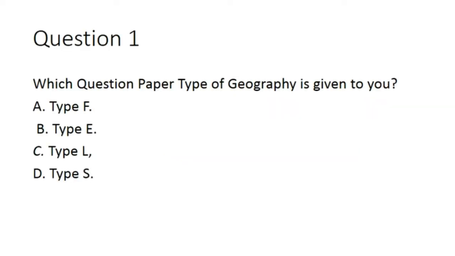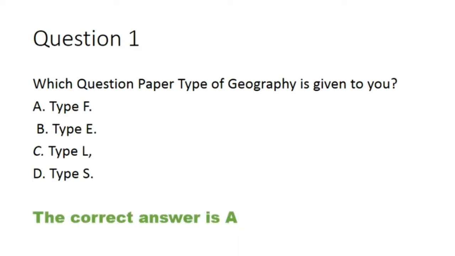Today we are treating UTME 2014 geography questions. We have paper type F with us. We are asked to use the map of Ete to answer questions 2 to 5. Question 1 says, which question paper type of geography is given to you? Go ahead and type F.